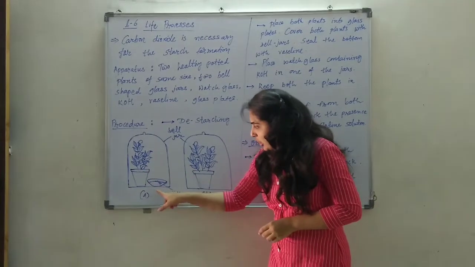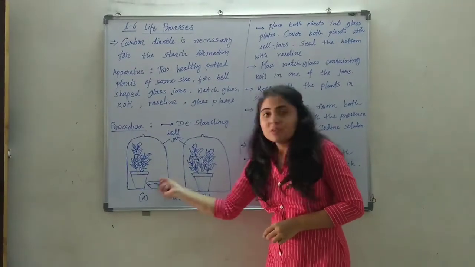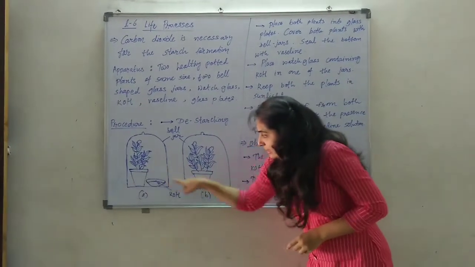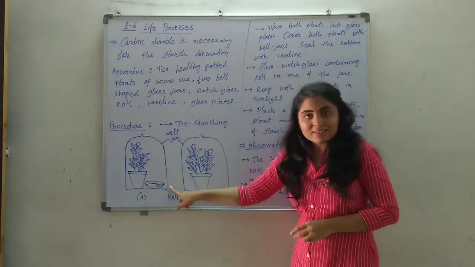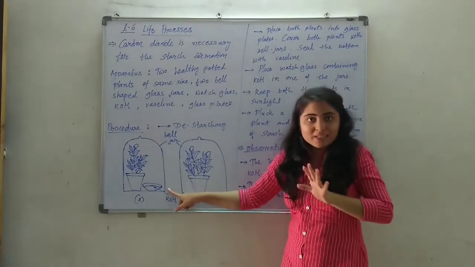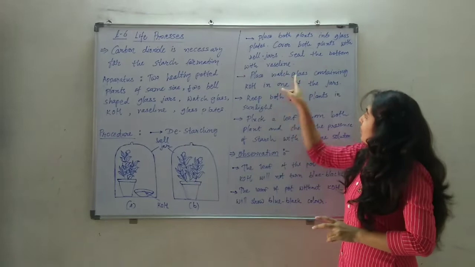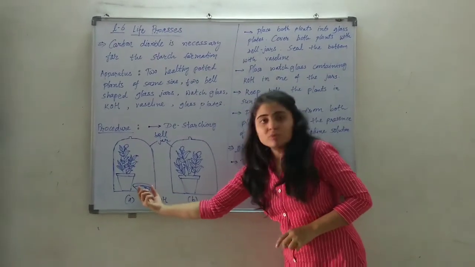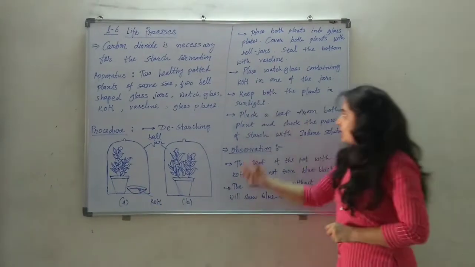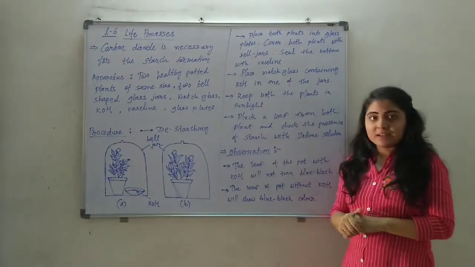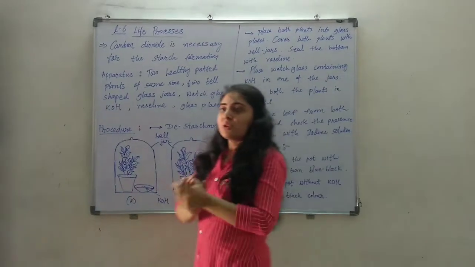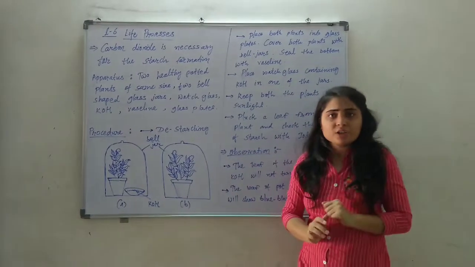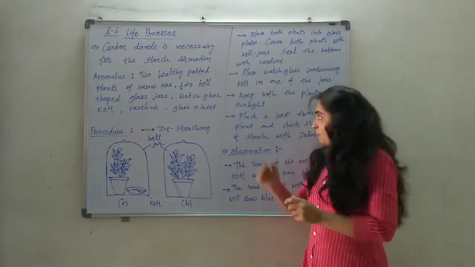In one of the jars, we keep a watch glass having potassium hydroxide in it. Then seal the bottom with Vaseline so that it is completely airtight. So the watch glass with potassium hydroxide is in one of the glass jars. Keep both plants in sunlight. For the photosynthesis process, we keep both plants in sunlight for 2 to 3 hours, so the photosynthesis process will occur.